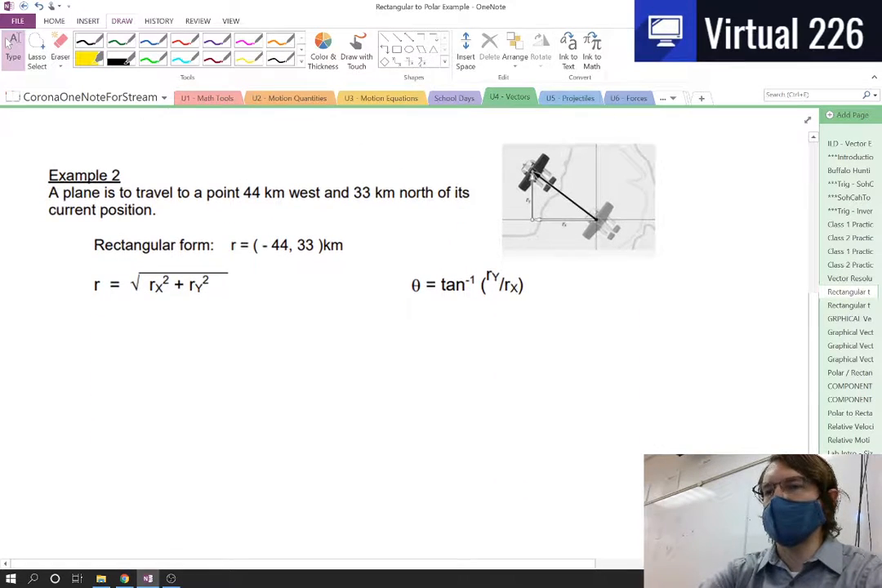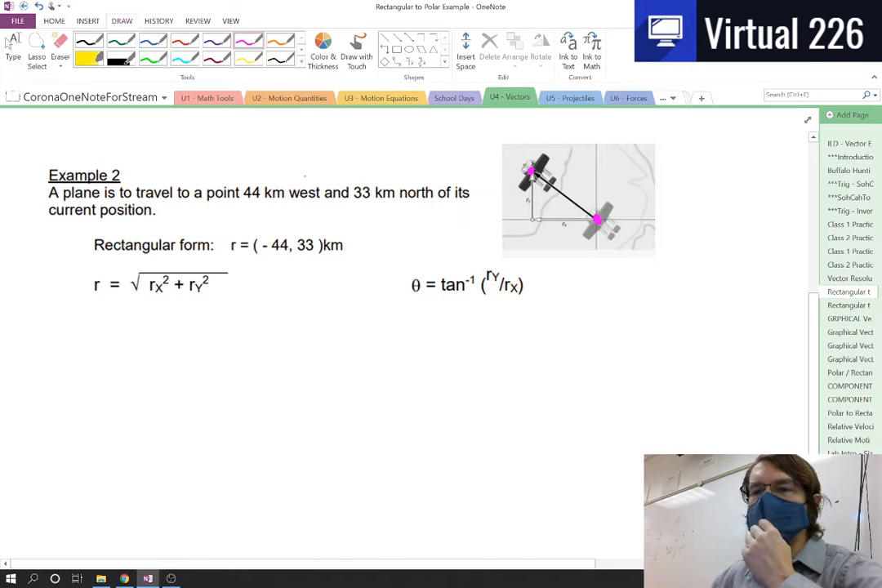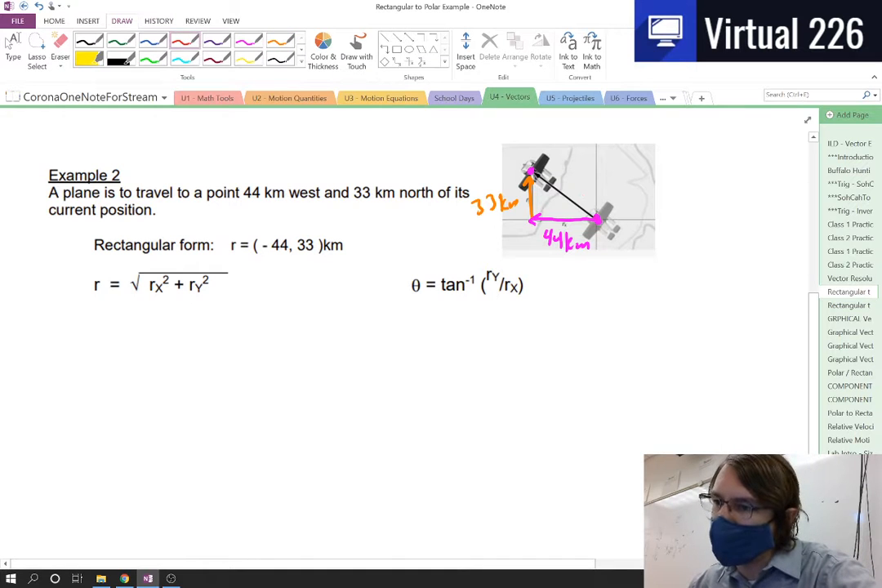Okay, so I'll show you how to do this along the way. In our example here, what we have is a plane, and our plane is starting from point A right here on the grid, and is traveling out here. And to do so, it is traveling 44 kilometers to the west, and then it's going 33 kilometers north. Now, it's not actually going left and then up, or west and then north. It's taking the direct path there because it's an airplane. It can take that straight line. So it's actually going along this red path here.